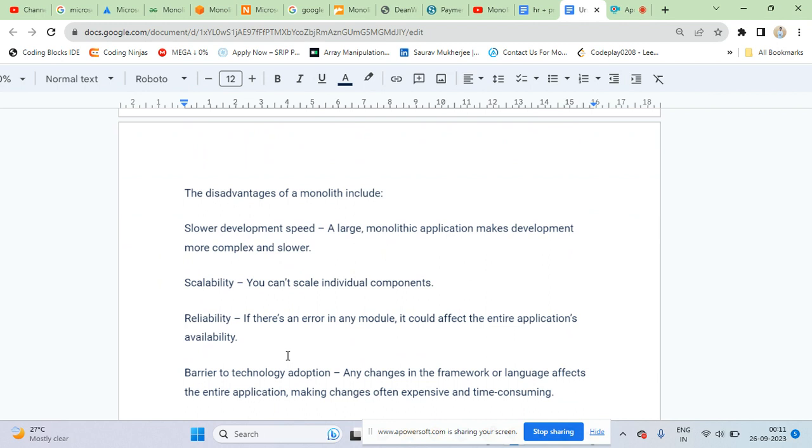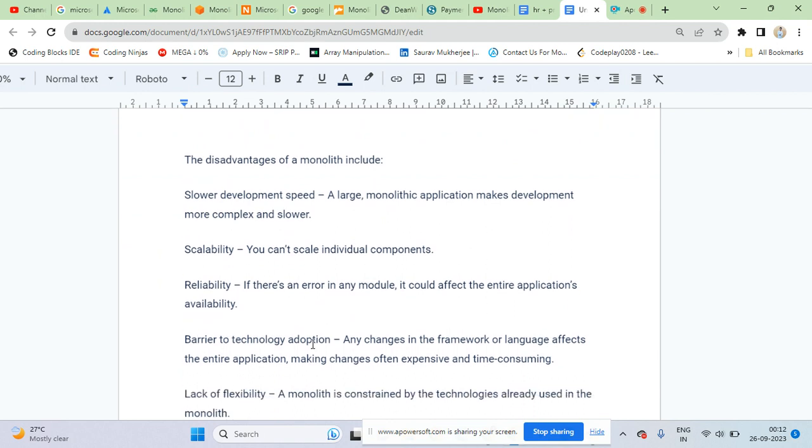Scalability is one of the first things. Slow development speed is the second. A service should be there for another service to work. A large monolith application makes development more complex and slower, because you need the first thing, then the second thing, so there is a kind of ordering in your code, and obviously there is only one code file. So if you don't do the first part, you cannot work on the second part. So it's very difficult to manage.